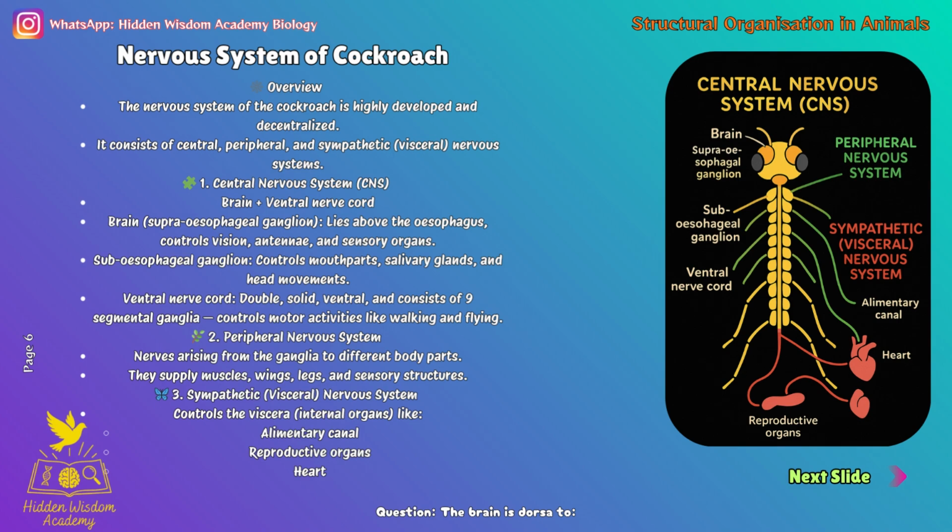The peripheral nervous system is made of nerves from the ganglia that go to muscles, wings, legs, and senses. The sympathetic, visceral, nervous system controls internal organs like the heart, reproductive organs, and digestive system. Interesting fact, even if the head is removed, a cockroach can still run for some time because most motor control is in the ventral ganglia, not the brain.